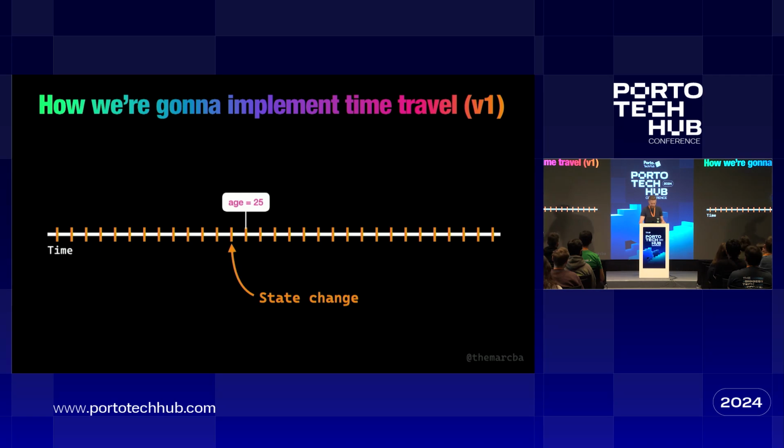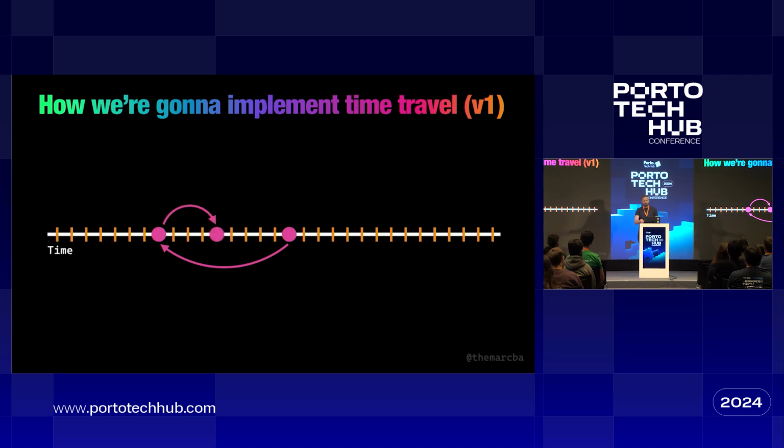Imagine we have that, and then we are at some point in time representing the pink dot. And in this first version of our time travel, we can go backwards in time. So it's like an undo function, if you want, and we can go again forwards, which would be like a redo function, which is not really what time travel is, but could be. But let's see, this is version 1.